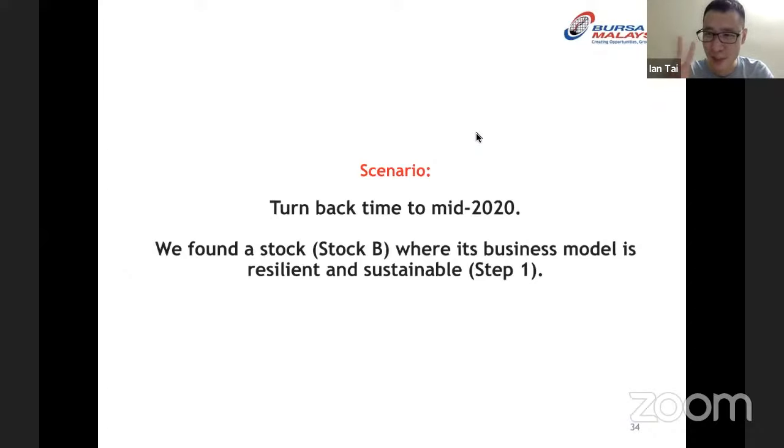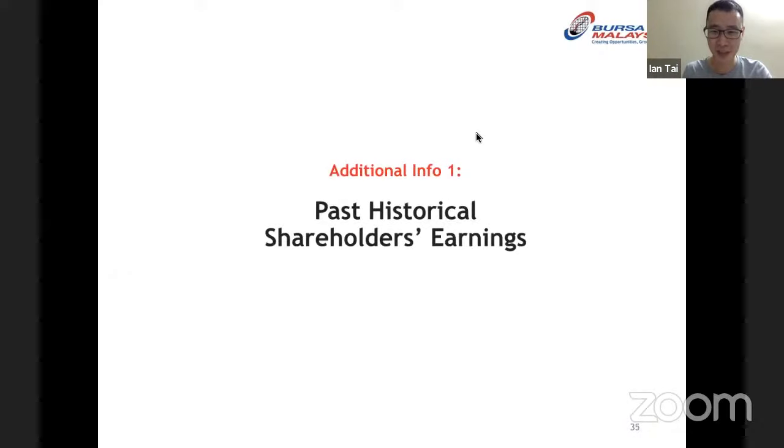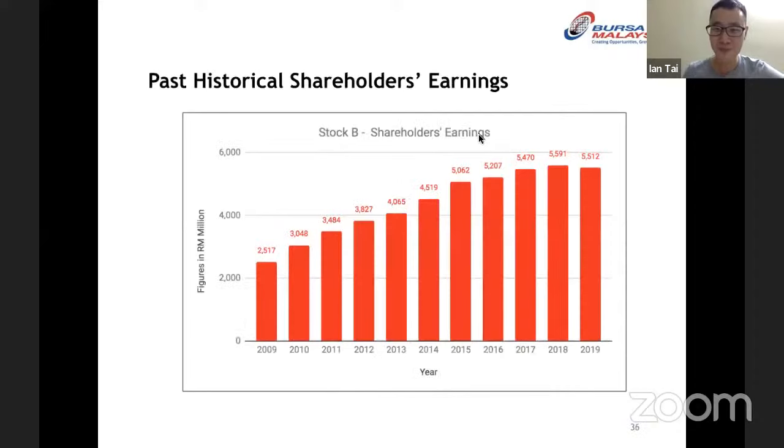So now let's look at step 2, the financials. I'm going to give you additional information. Number 1, past historical shareholders' earnings. This is the shareholders' earnings of stock B, past historical one. Now over here, how many of you say that this company, when it comes to shareholders' earnings, looks pretty healthy, pretty good? Every year got growth.